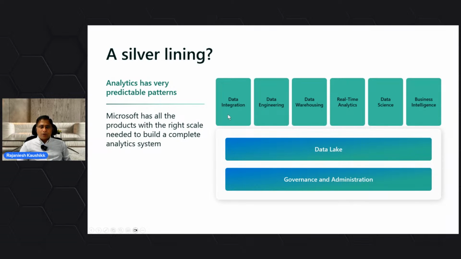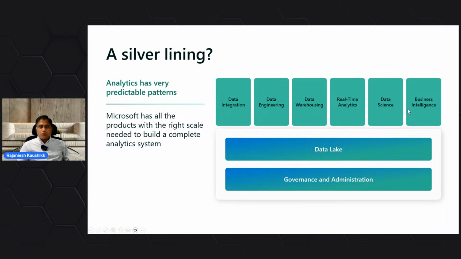Whether it is part of the data integration, whether it is a data engineering product, data warehousing, we have a Synapse data warehouse. For real-time analytics also we have a product. Data science, we have Azure Machine Learning. Business intelligence, we have different products, a suite of products, in fact, I would say, right? So all these products are already there, right?